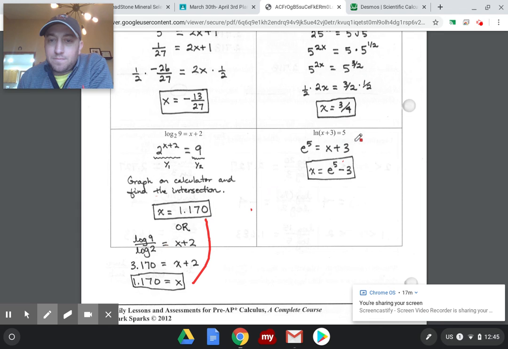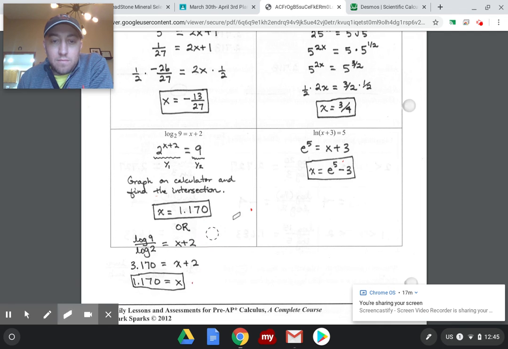This last one here, if I rewrite it, remember the natural log base is e. So I have e to the 5th power is equal to my argument, and then I'll just subtract 3 from both sides to get x by itself. And remember, I'd want to keep it as e showing up in my answer just because that's more exact.